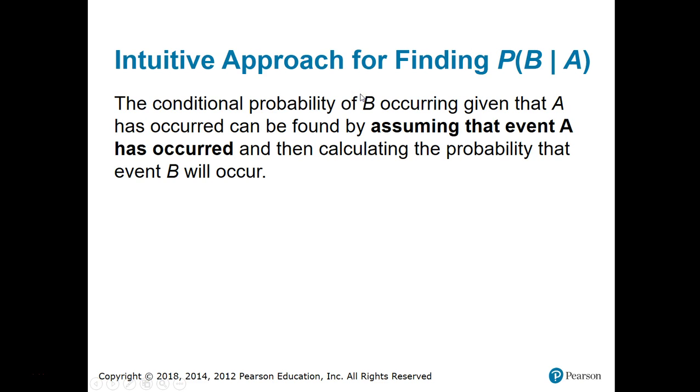All right, conditional probability of B occurring given that A has occurred, assuming event A has occurred. Yeah, we know that.